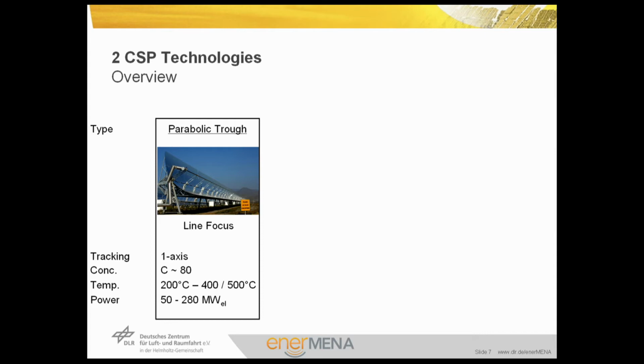To resume, parabolic troughs are one-axis tracking technology. Its concentration factor is about 80. That means on the solar receiver we have got 80 suns. The temperature range is between 200 degrees C and up to 400 or even 500 degrees C. The power level is between 50 and 280 megawatt electric.